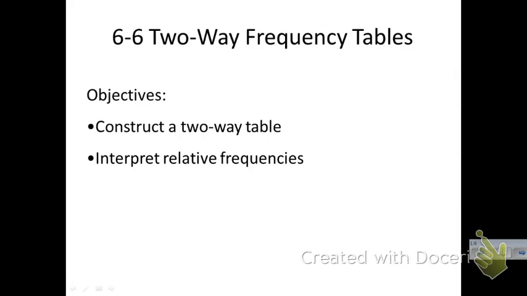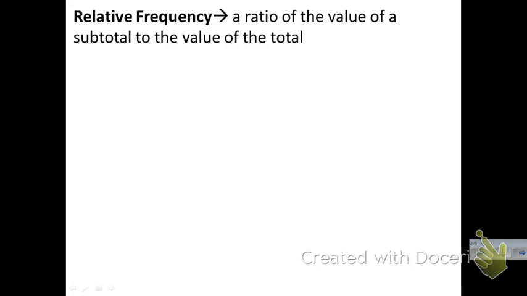Alright, today we learned about two-way frequency tables. So first we're going to learn how to construct a two-way table, and then we'll also learn how to interpret our relative frequencies. A relative frequency is a ratio of a value of a subtotal to the value of a total.